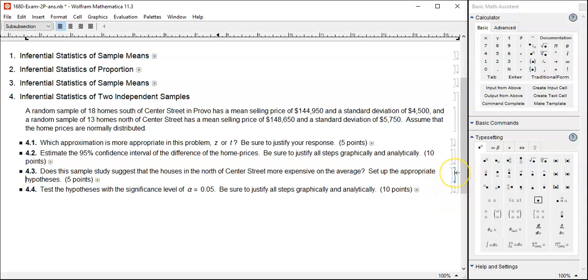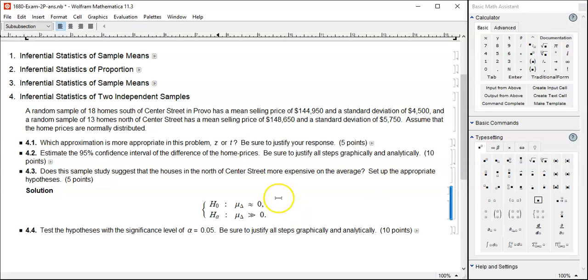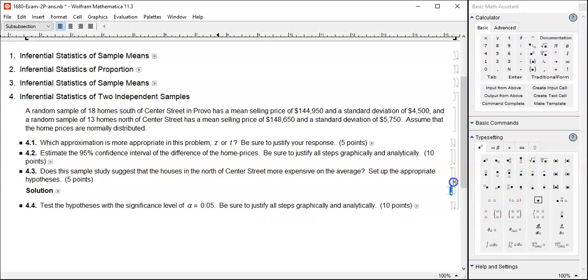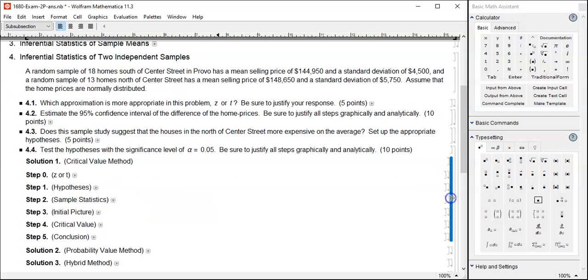Well, let's start with the hypotheses. The null is always no difference, unless the problem explicitly gives you the difference is greater than something like that. So no difference. And then alternative, well, north is more expensive, so the difference is positive. Okay, here is the critical value method.